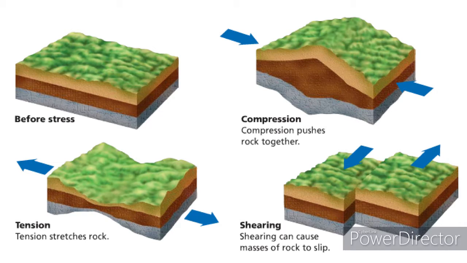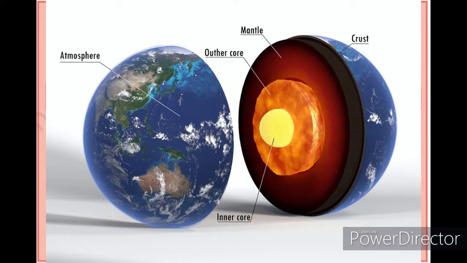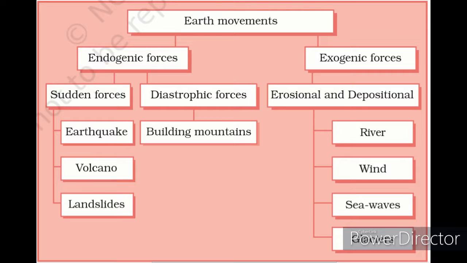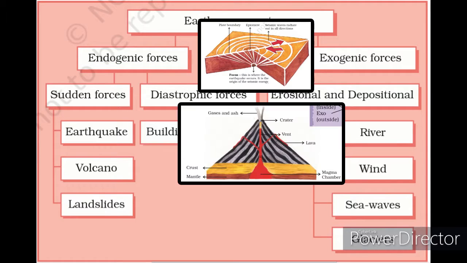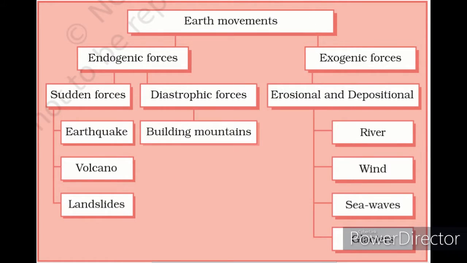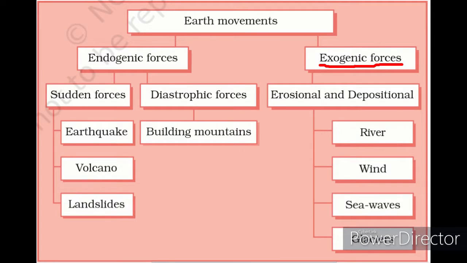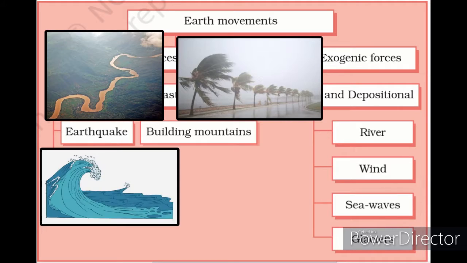The earth movements are divided on the basis of the forces which cause them. The forces which act in the interior of the earth are called endogenic forces. Examples: earthquakes, volcanoes, and landslides. The forces that work on the surface of the earth are called exogenic forces. Examples: river, wind, sea waves, and glaciers.